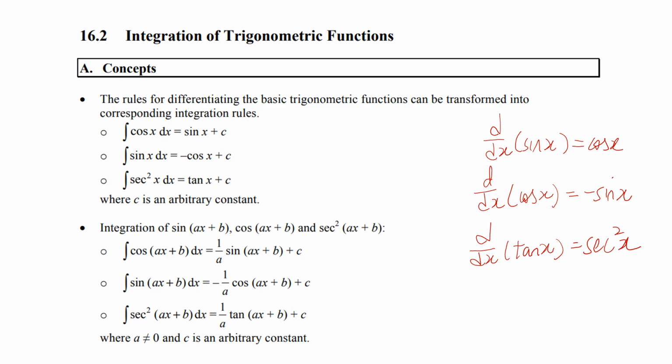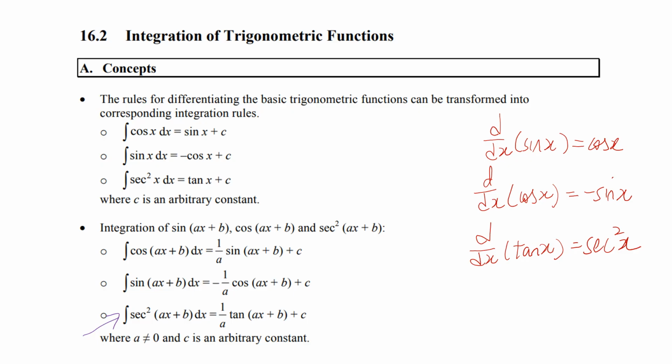And we can extend this knowledge to integrations of sine bracket ax plus b to give us negative cosine bracket ax plus b over the differentiation of whatever is inside the bracket, which is ax plus b, and that will give us a. So we end up getting negative 1 over a cos bracket ax plus b plus c, which is arbitrary constant. Similarly, when we integrate cos bracket ax plus b, we're expected to get sine bracket ax plus b over a, which can be written as 1 over a sine bracket ax plus b plus constant c.